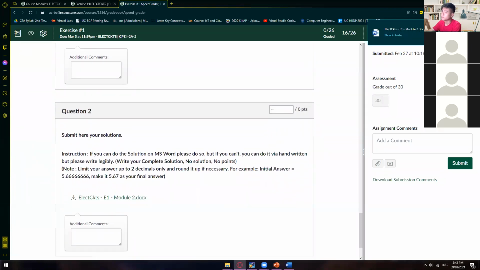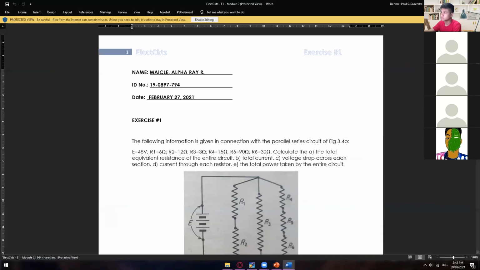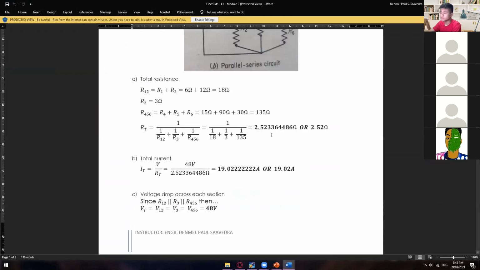Right? So let's see the solution of Mr. Michael. So there you go. He actually completed the entire circuit, wherein maybe he used 19.02 or 2.52333. So that's where we get the different answers. However, those two are still correct.